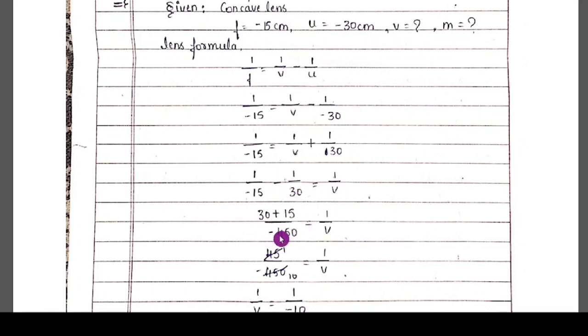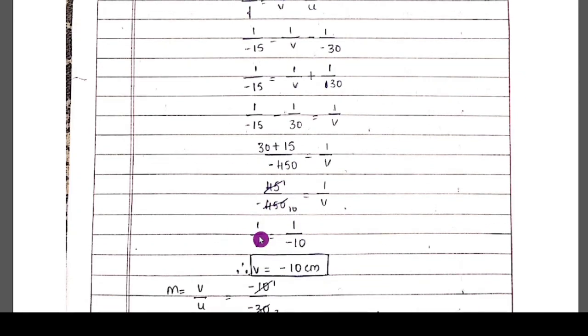So 30 plus 15 divided by minus 450 is equal to 1 by v. If you add these two numbers, 45 by 450, after cancellation again we get 1 by 10. So 1 over v is equal to 1 over minus 10. So v is equal to minus 10 centimeter.